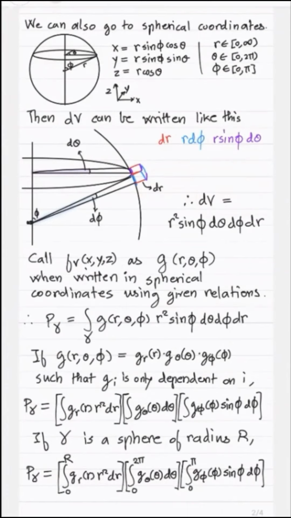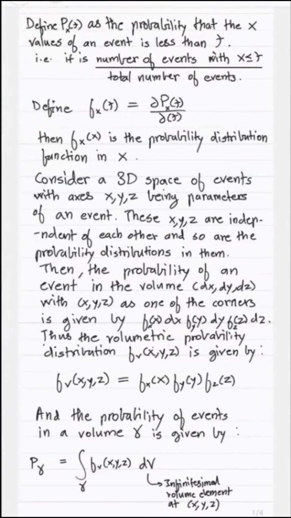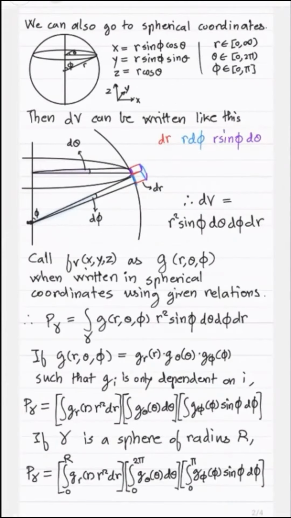Also, we can actually go to spherical coordinates. Since this dv could be any kind of volume, not necessarily cubical, we might as well use spherical coordinates to write it. Replacing x, y, z by r, theta, and phi, you can change your f sub v into a function of r, theta, and phi, and then rewrite this p sub gamma completely in spherical coordinates. Once again, dv is given by r squared sine phi d theta d phi dr. So we basically just get this thing, in spherical coordinates, of course.